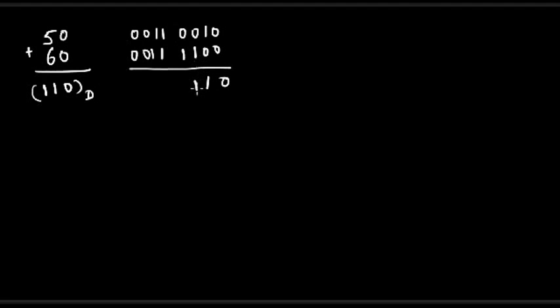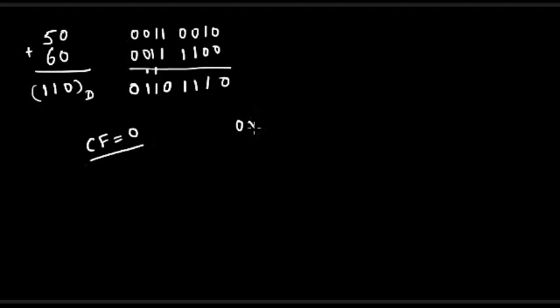When we add these two numbers, we will get 0 plus 0 is 0, 1 plus 0 is 1, 0 plus 1 is 1, 0 plus 1 is 1, 1 plus 1 is 0 and a carry of 1, 1 plus 1 is 0, 0 plus 1 is 1, we'll get a carry 1, 0 plus 1 is 1, and 0 plus 0 is 0. So here carry flag is set to 0.